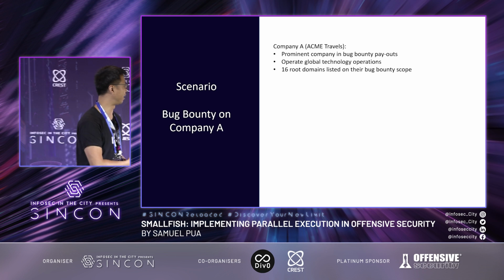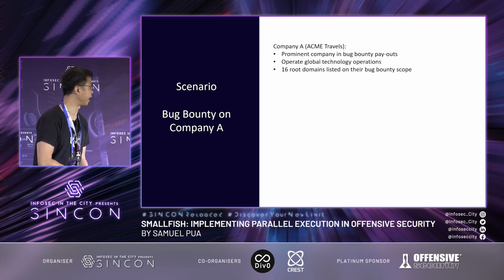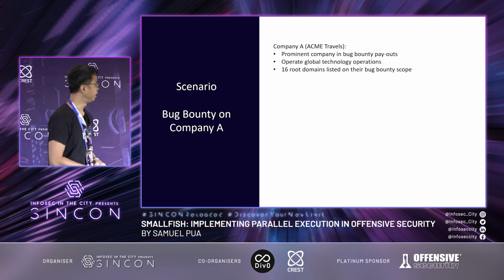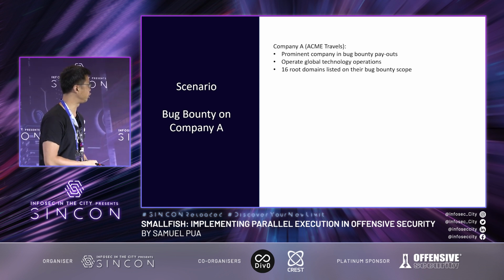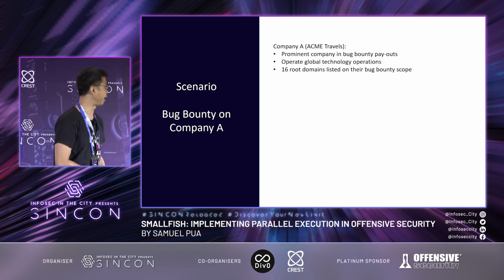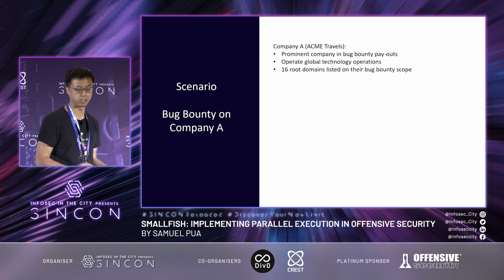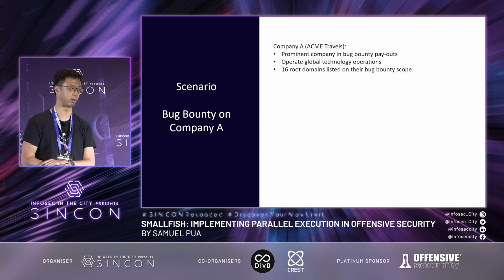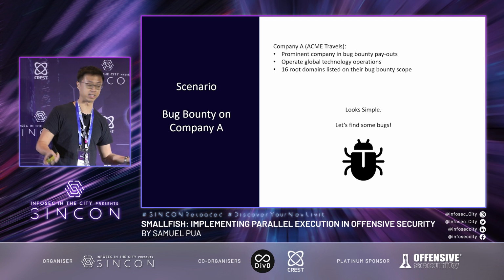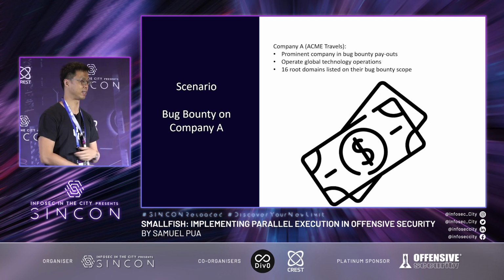This company is ACME Travels, and it's a prominent company in bug bounty payout. And it operates global technology operations for travel purposes. And in terms of their bug bounty scope, there are 16 root domains listed. Sounds simple, right? 16 root domains, let's find some bugs, and let's make some money.